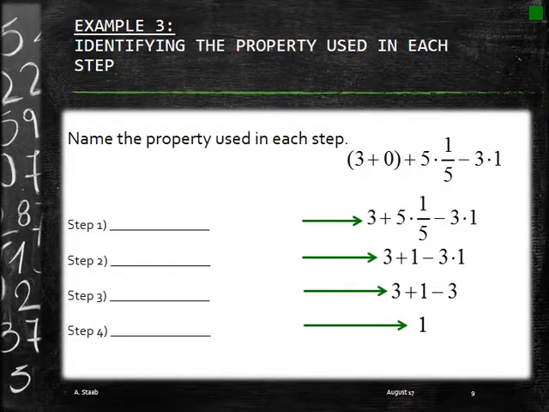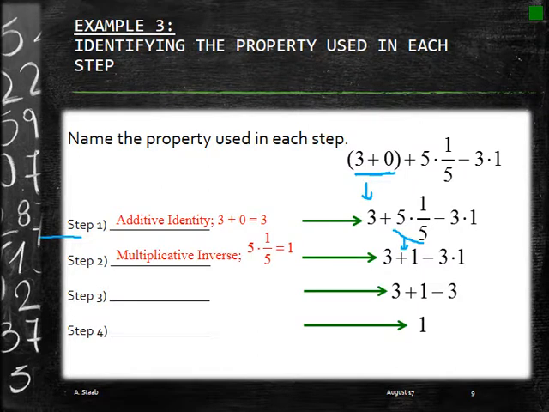Example 3, we're now going to take this equation that has been solved on the right side, and we're going to write the step they used to solve. So step 1, they did inside the parentheses, so 3 plus 0 is 3. So that is the additive identity property. Next, they did 5 times its reciprocal, which gives me 1. So that is the multiplicative inverse.